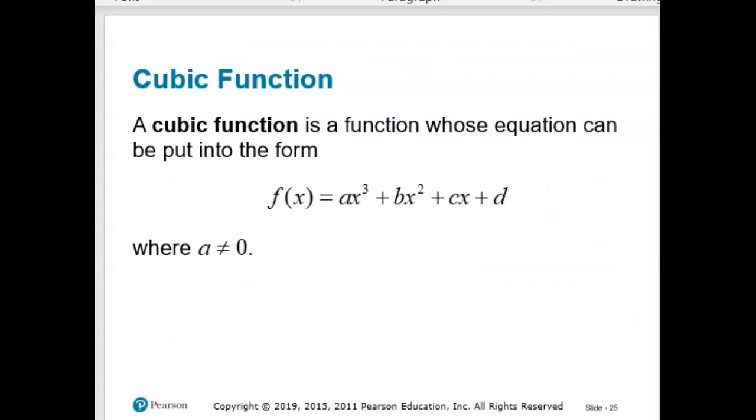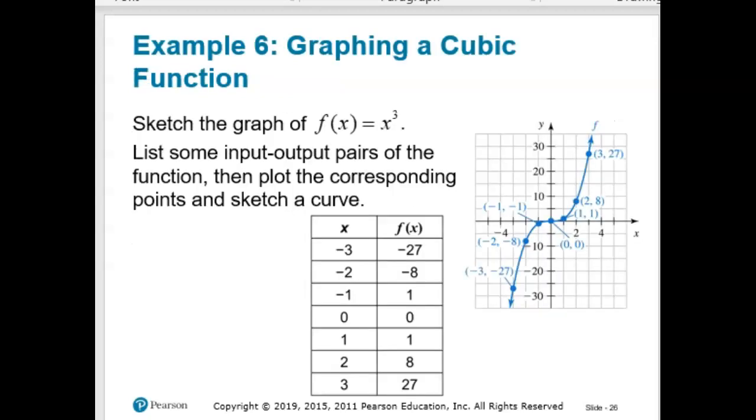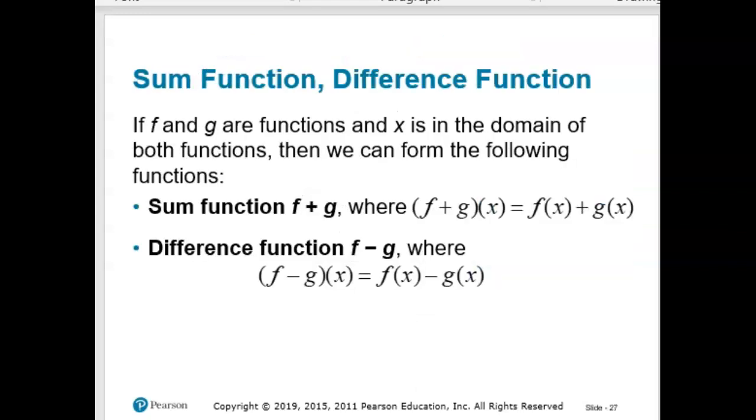We have cubic functions, and cubic functions are in the form ax cubed plus bx squared plus cx plus d. And their graph is a little funky. It's a little curve that goes through 0 sometimes, and it has an upper bound of infinity and a lower bound of infinity. And you can see this is a graph for x cubed, and if you plot all of those points, it would look like the graph on the right.